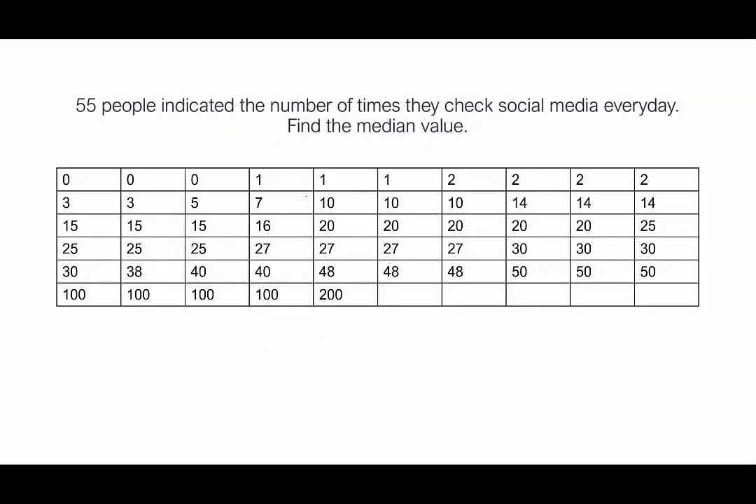Let's try that again, because this is one where it might be a little bit more annoying to have to sit there and cross off the least and the greatest and the least and the greatest. So there's 55 people who indicated the number of times they check social media every day. The median value, remember how we calculate the median? Well, the median position, the middle position will be 55 plus 1, which is 56. 56 divided by 2, which will be 28. So it's going to be the 28th number.